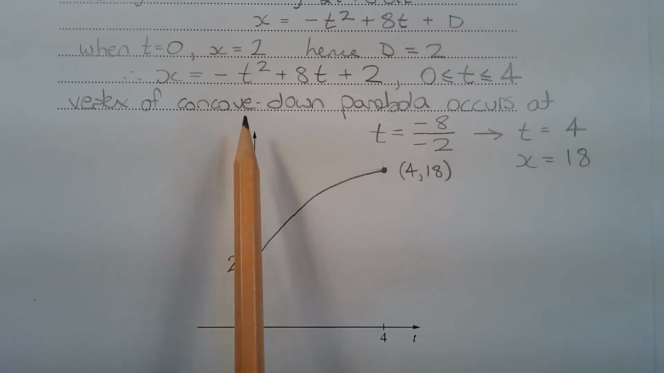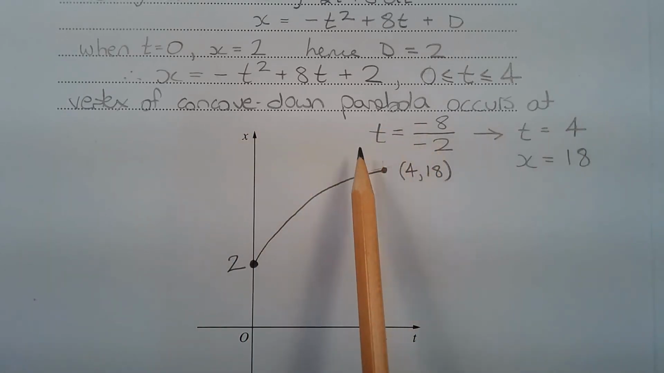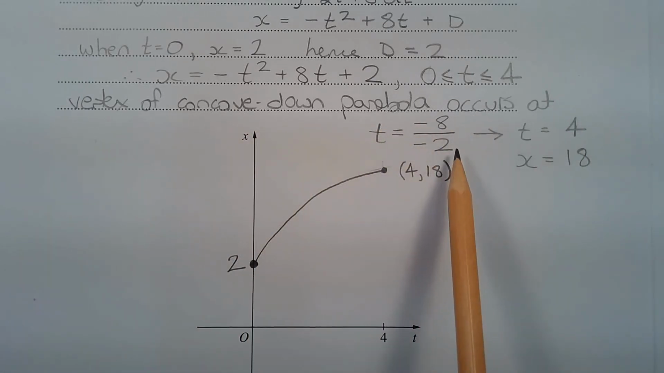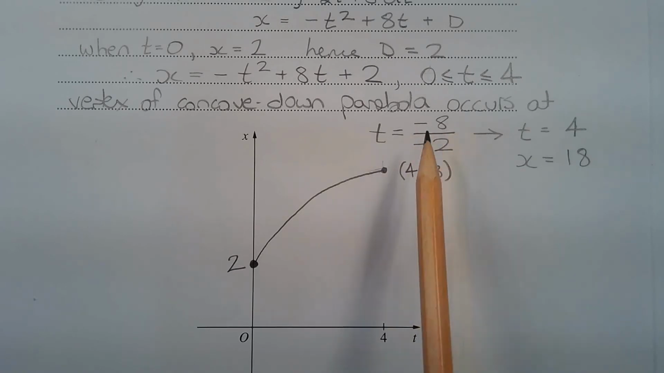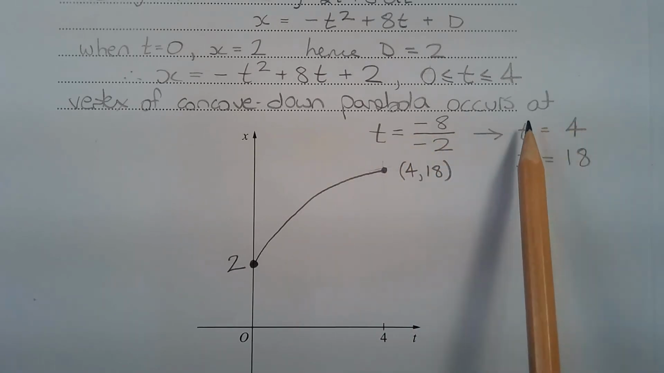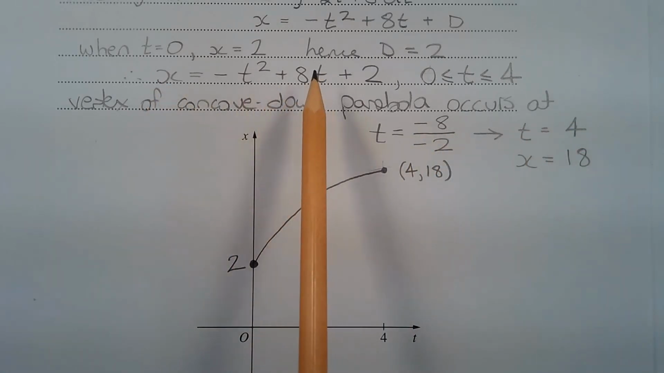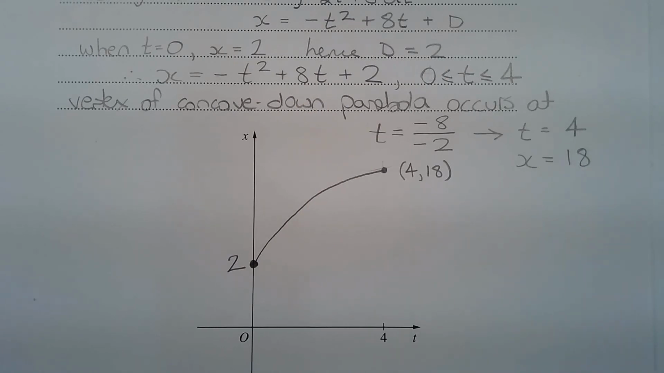Now the vertex of this concave down parabola occurs at t equals negative 8 over negative 2, so that's from negative b over 2a. So when t equals 4, substituting t equals 4 into the equation here, we can see that x is equal to 18. And that in fact represents the maximum value on this curve.